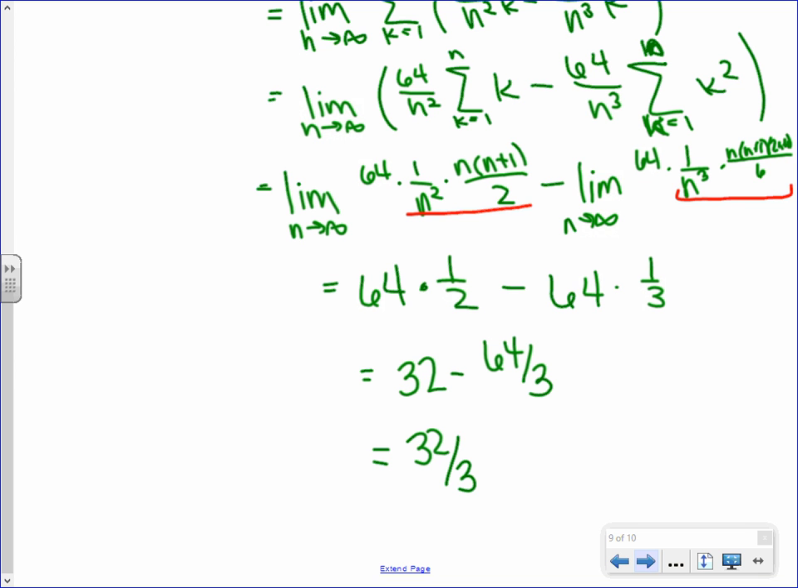All right. Okay. There's our exact area.